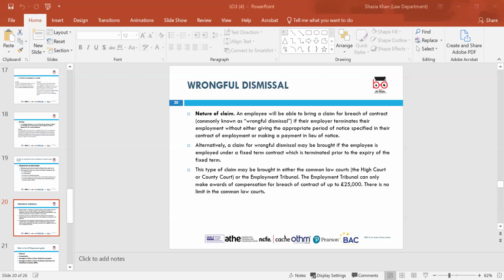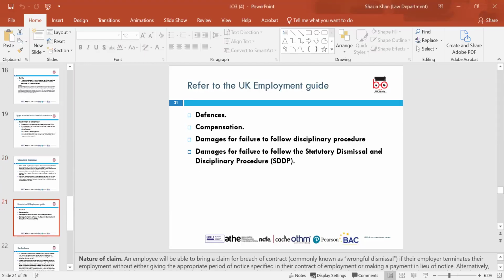When it comes to breach of the right to notice, much will depend on whether or not the contract makes provision for pay in lieu. In either scenario, unless the employee is found guilty of gross misconduct, where they may be summarily dismissed without notice or pay in lieu, the employer must honour the employee's right to notice or notice pay.